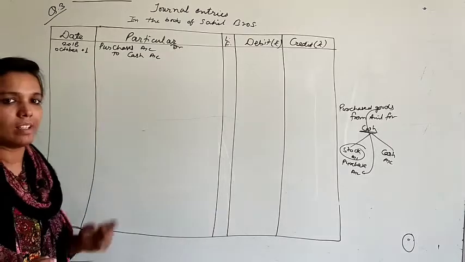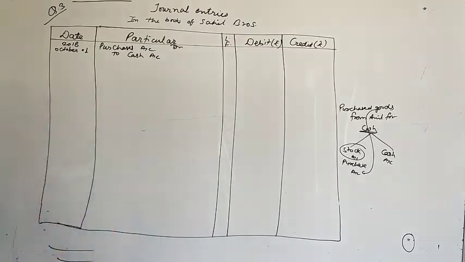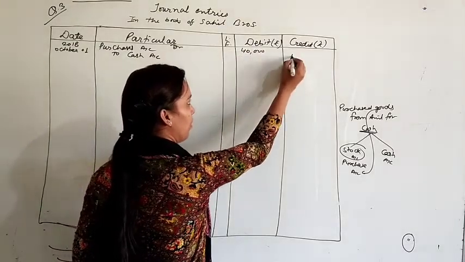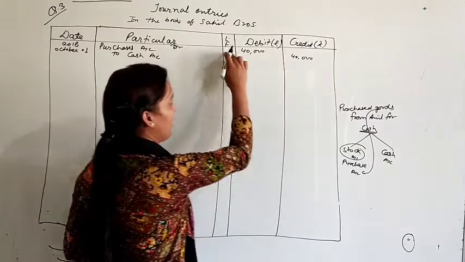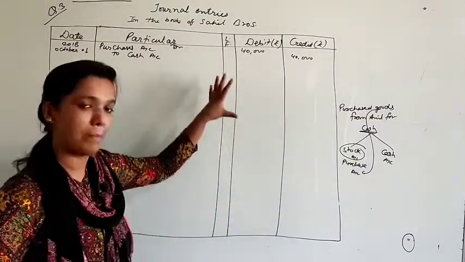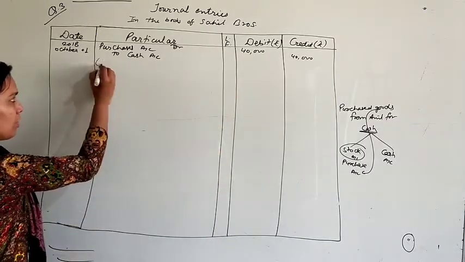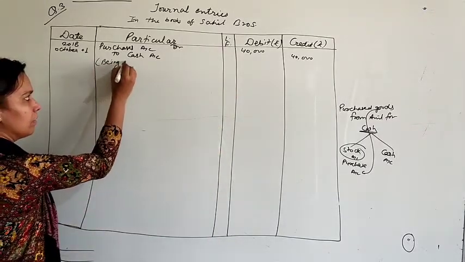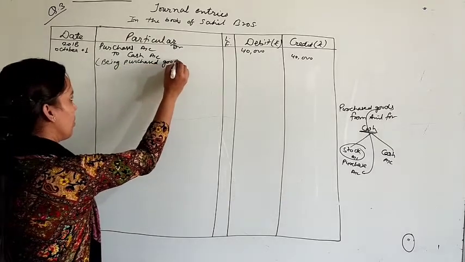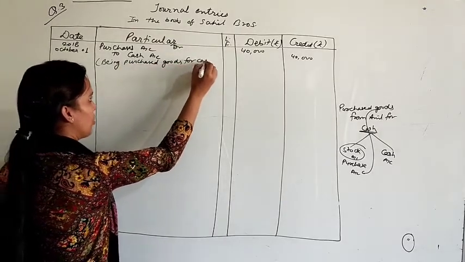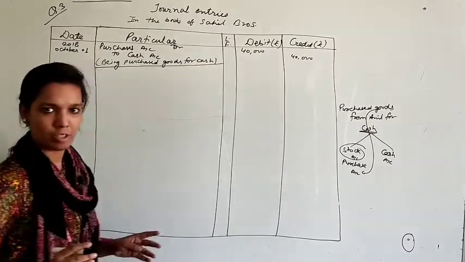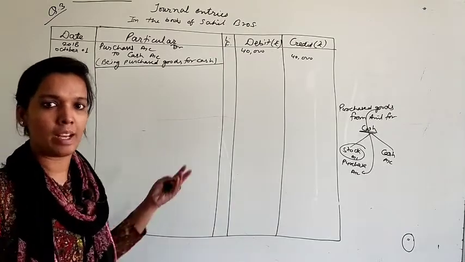The purchase account is debited and the cash account is credited, so for the credit we write "to cash account". The amount is 40,000 for debit and 40,000 for credit. There is no ledger folio, no page number in the question, so we will leave it blank. Now write the narration: being purchased goods for cash. As I told you, write the narration only in short. Don't waste your time writing the narration.